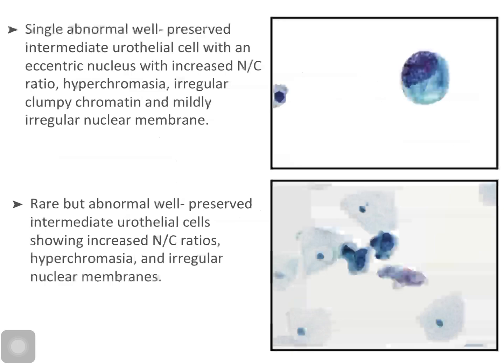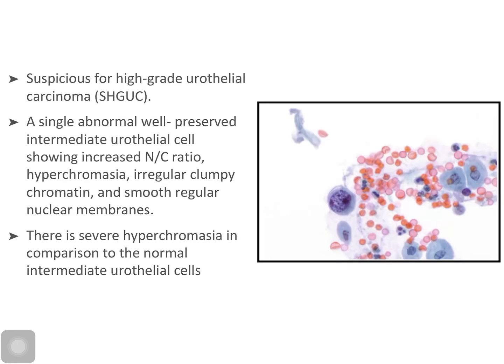Here in this picture we can see a single abnormal, well-preserved intermediate urothelial cell with an eccentric nucleus with increased NC ratio, hyperchromatic nuclei, irregular clumpy chromatin and mild nuclear membrane abnormality. Here we can see an abnormal, well-preserved intermediate urothelial cell showing increased NC ratio, hyperchromasia and irregular nuclear membranes. Here we can see a single abnormal, well-preserved intermediate urothelial cell showing high NC ratio, hyperchromasia, irregular clumpy chromatin but smooth regular nuclear membrane. So it fits into two major criteria and one minor criterion.